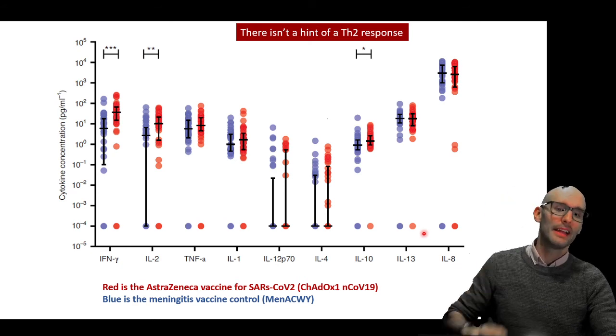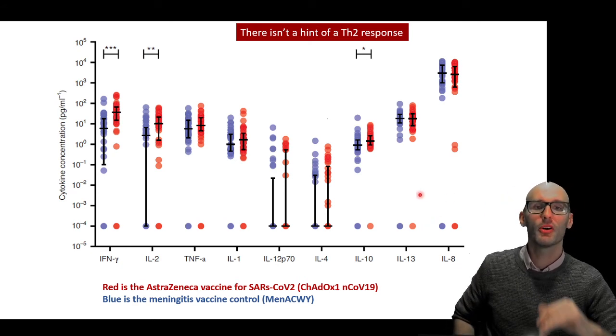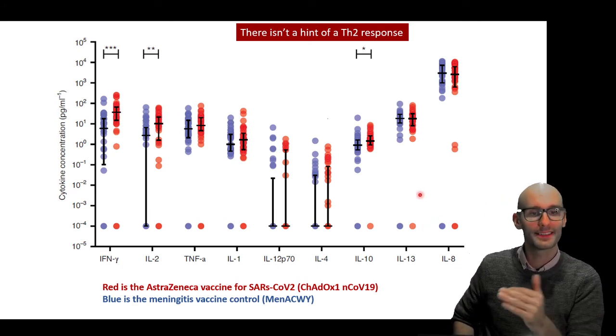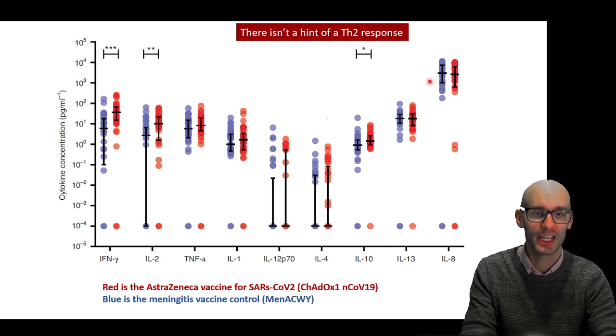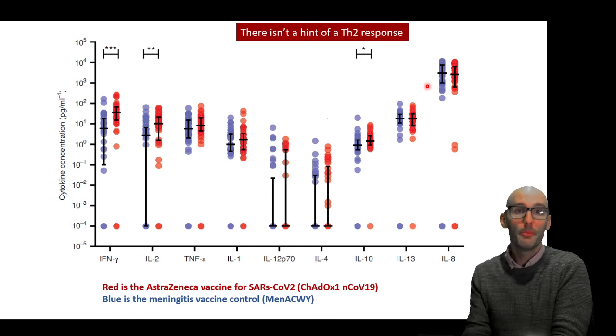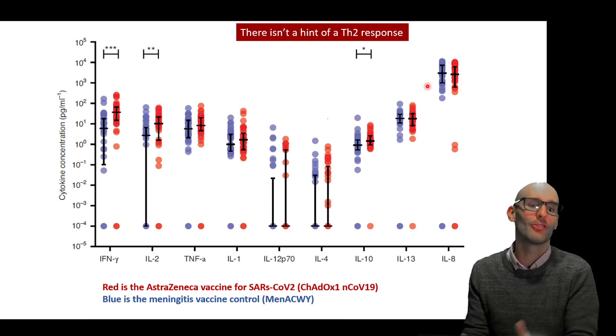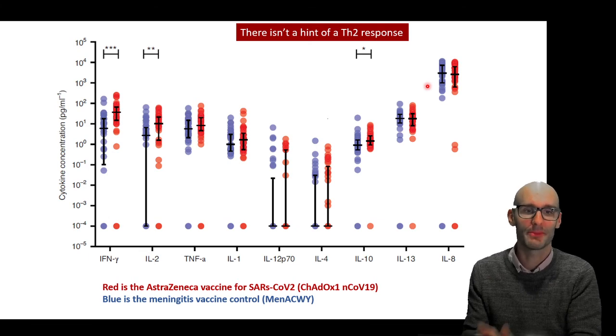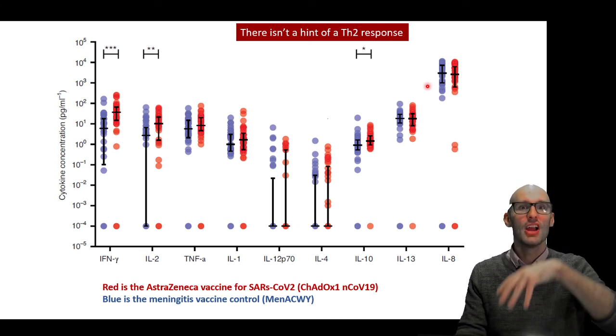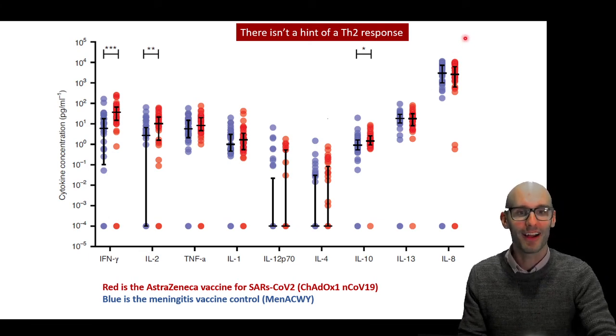Now, that could be a Th17 response. I don't think so, because that requires TCR activation, and we don't have TCR activation in the meningitis vaccinated group. Or it could be from the monocytes, an innate immune response. Those monocytes have a pattern recognition receptor that has recognized the spike protein and released IL-8. This IL-8 is going to cause degranulation and netosis.